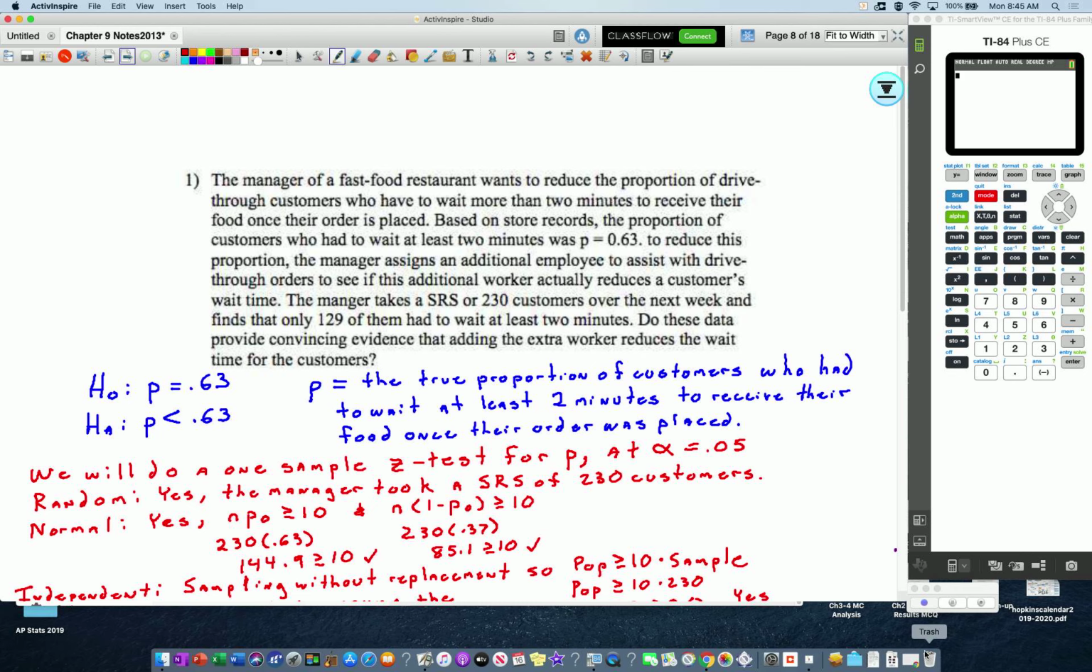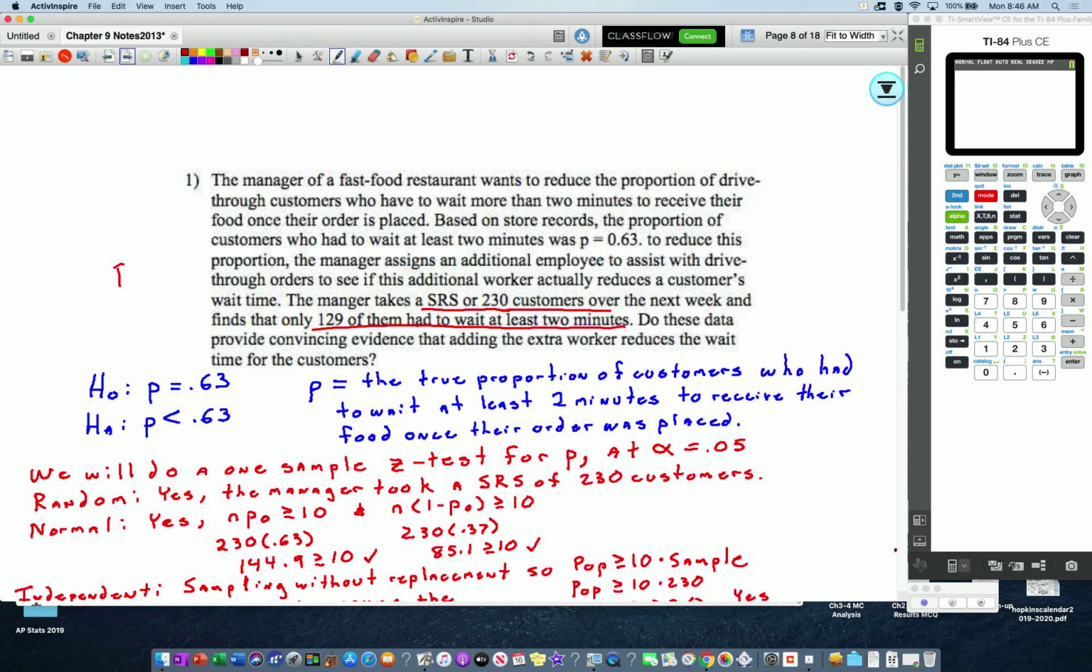So, again, going back to the fast food problem, the manager wants to see if he can reduce the proportion by adding another worker. So if you take a look here, the manager took a simple random sample of 230 customers over the next week, and only 129 of them had to wait at least 2 minutes.